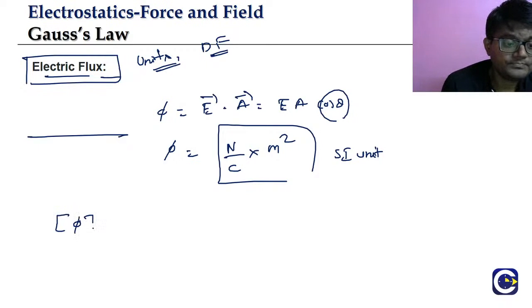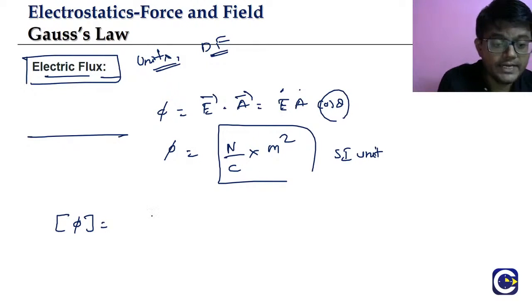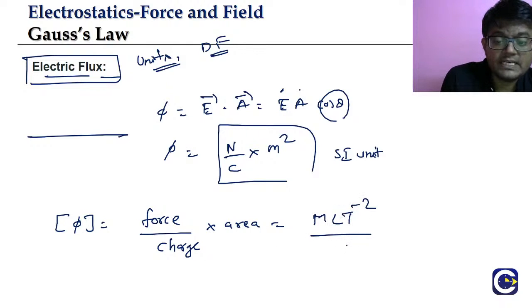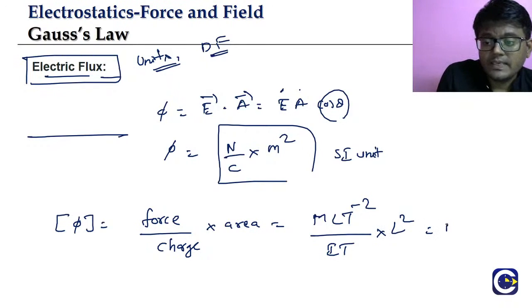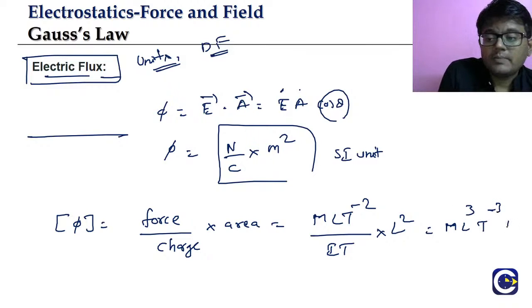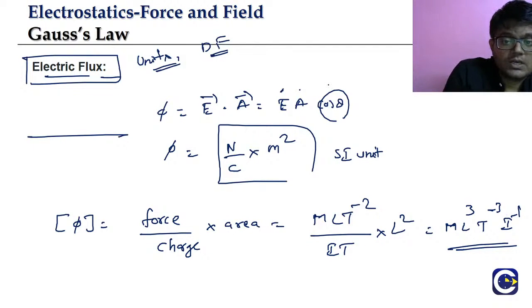Next, look at the dimensional formula. The dimensional formula is that of electric field into area. So what is the relation we have for the electric field? Electric field is force by charge, into area. Force is M L T power minus 2, divided by charge, which is I into T. Area is L square. So look: M L cube T power minus 3 I power minus 1. This is the dimensional formula of electric flux, because cos theta, being a trigonometric ratio, will not have any dimensions.